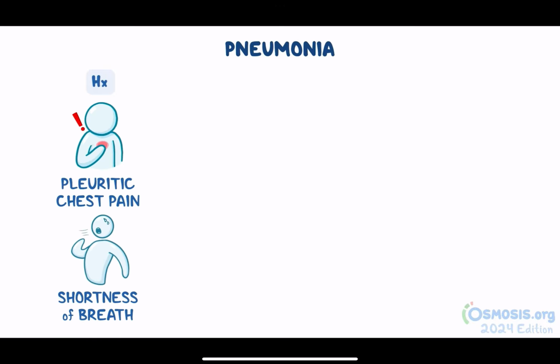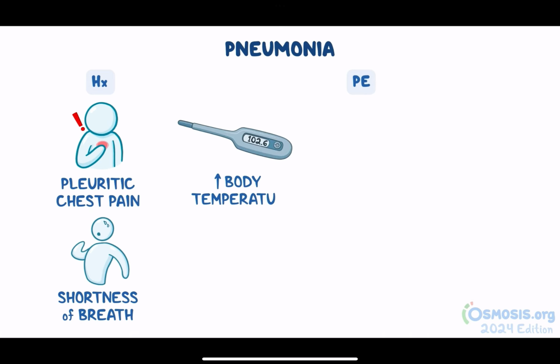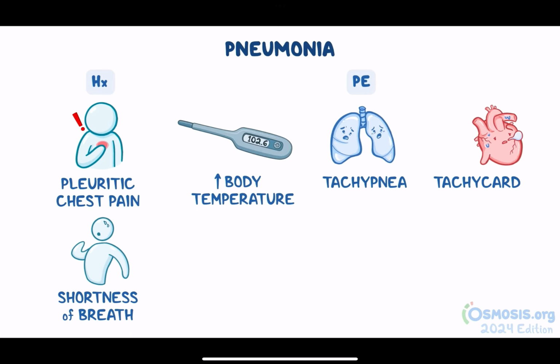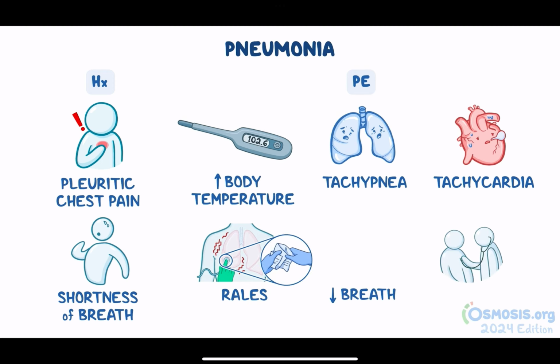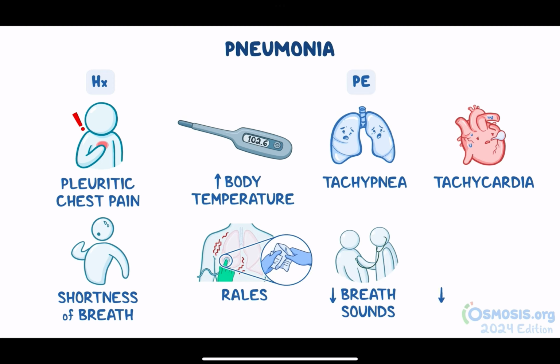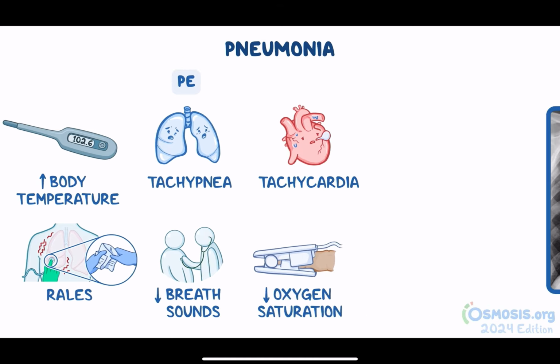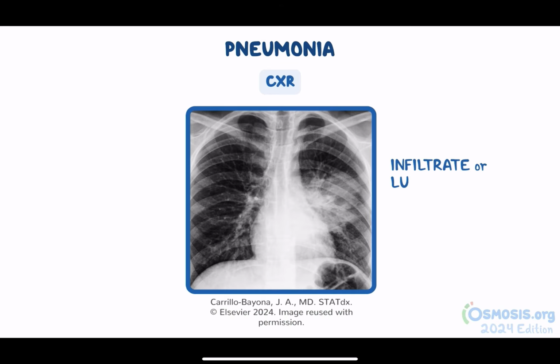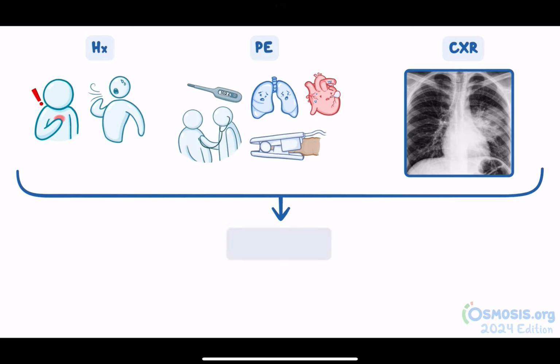Along with an acute cough, your patient will report pleuritic chest pain and shortness of breath on physical exam. They will appear ill with elevated body temperature, tachypnea, and tachycardia. Additionally, the pulmonary exam will reveal rales and decreased breath sounds, and they might even have decreased oxygen saturation on pulse oximetry. Chest X-ray findings will often show an infiltrate or lung consolidation. With these findings, you can confirm the diagnosis of pneumonia.